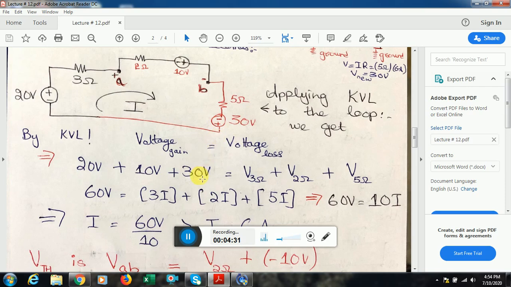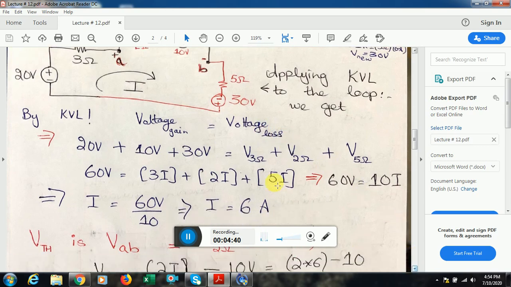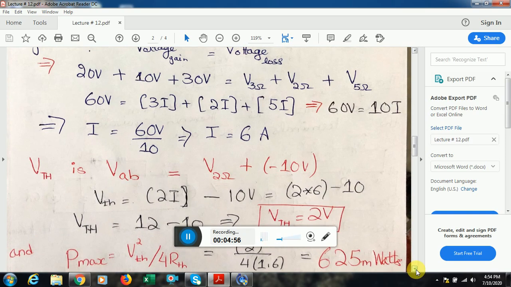The rest of the three resistors are passive elements and they will show voltage loss. Each of the resistances is encountering the current I. We have the same current I passing through all of the elements in the circuit. So I simply gather these: 3 plus 2 plus 5 becomes 10. These three batteries become 60, and by simple arithmetic I get to know that the current flowing through this circuit is 6 ampere.